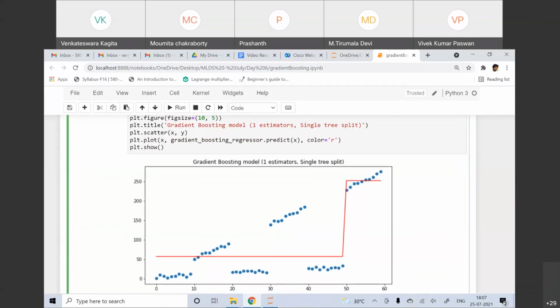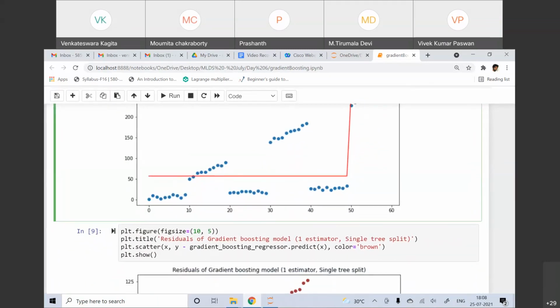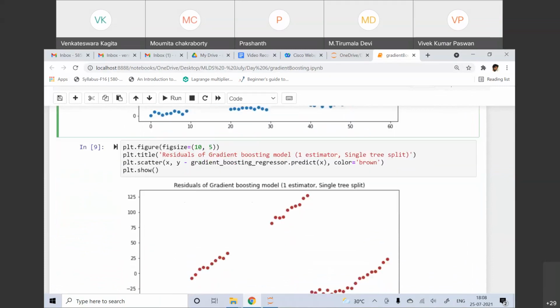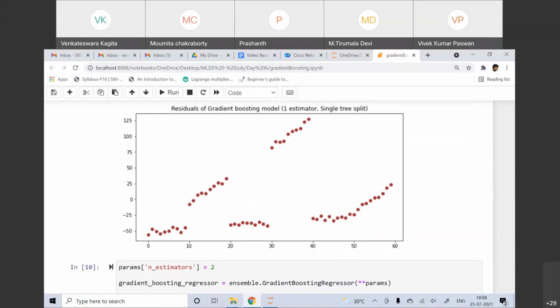Do you think it is better than the previous model? Yes or no? At least the bottom one is close to the actual value. A bit better than the previous model, yes. But do you think it is a good fit to the data? No, not at all. So these are the residual parts. As compared to the previous one, it is doing a bit better, as you have told.